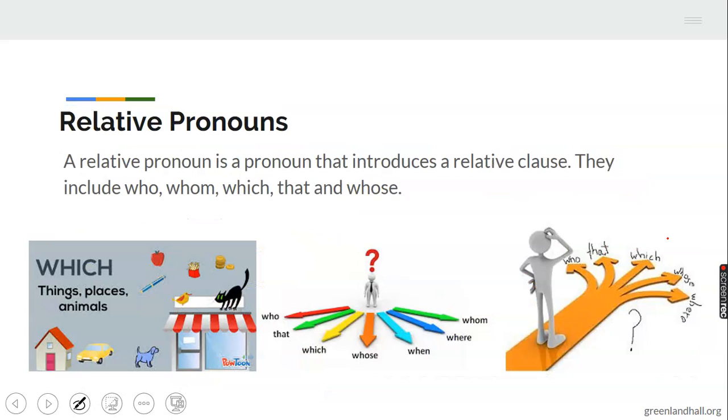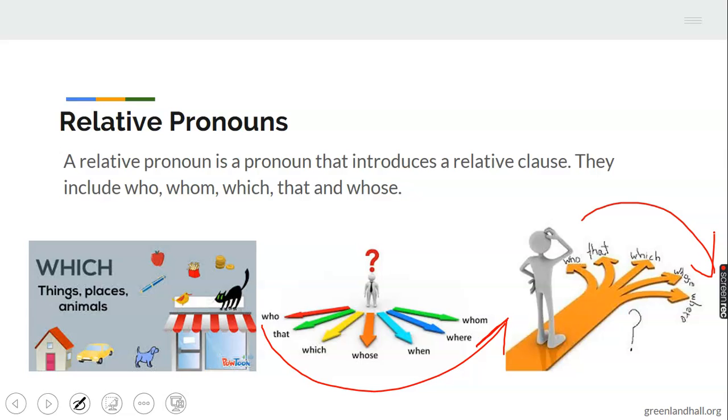Okay. So we move to relative pronouns. A relative pronoun is a pronoun that introduces a relative clause. They include who, whom, which, that, and whose. You can see them here, some of them inclusive. All right, that's what we have here.